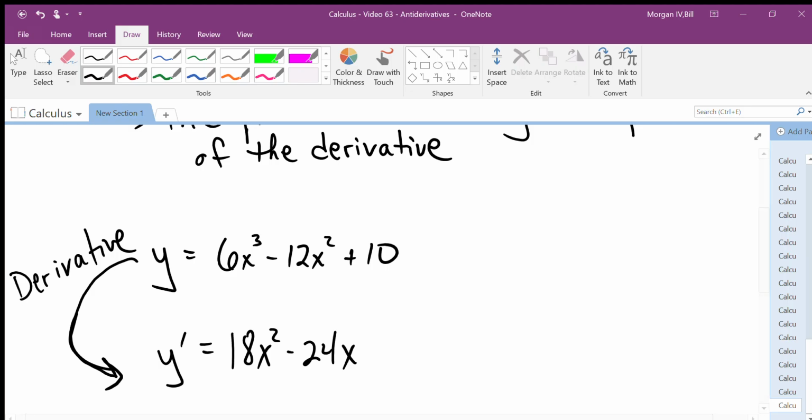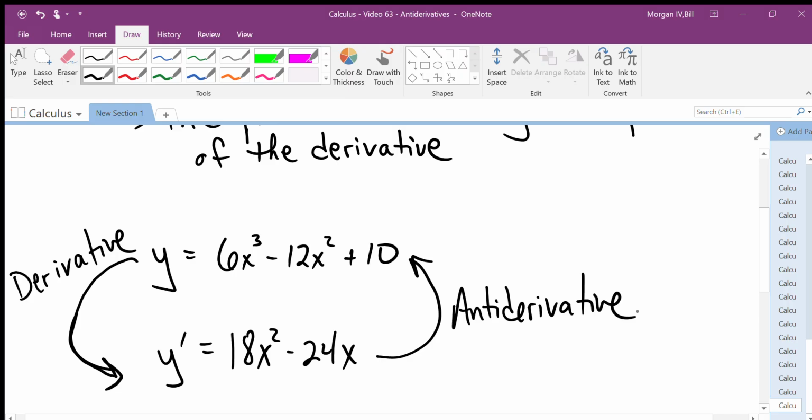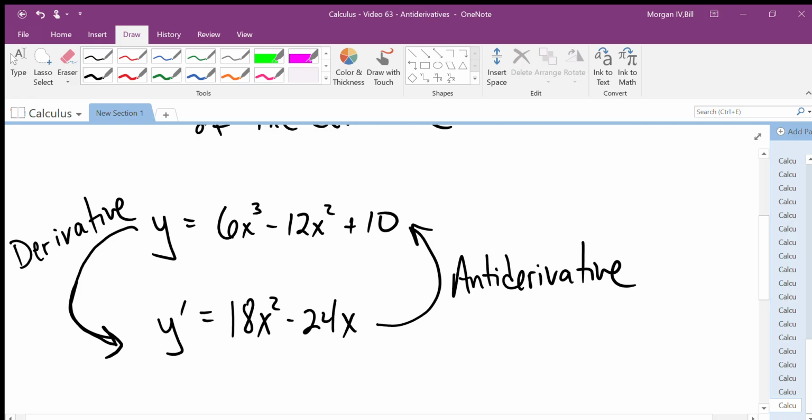The antiderivative would be undoing that. It would be going from 18x squared minus 24x, undoing the operation of the derivative, and winding up at something like 6x cubed minus 12x squared plus some constant, in this case 10. That is the antiderivative. It's the undoing of the operation of the derivative.